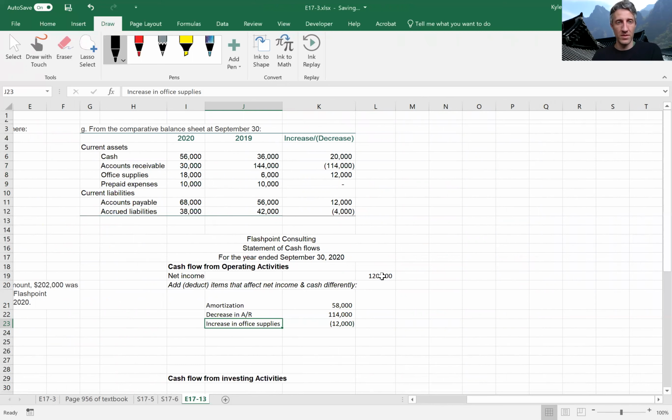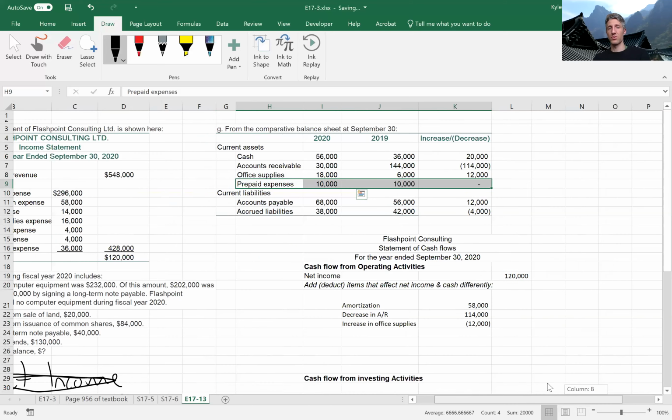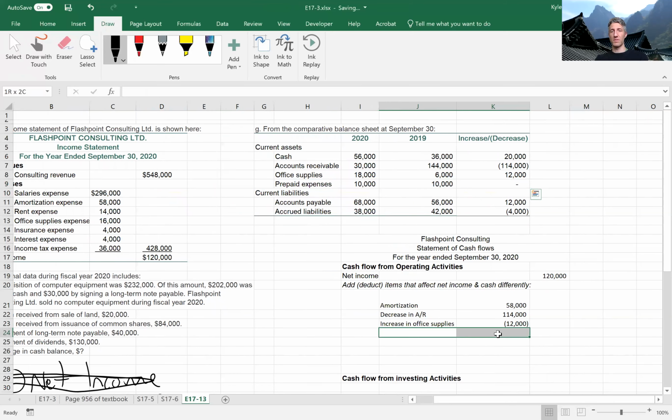Okay. So prepaid expenses, there's no change. So since there's no change, we don't need to do an adjustment for it. And then we have accounts payable and accrued liabilities. So accounts payable went up. So increase in AP. So this increase in accounts payable is going to be added back to cash.